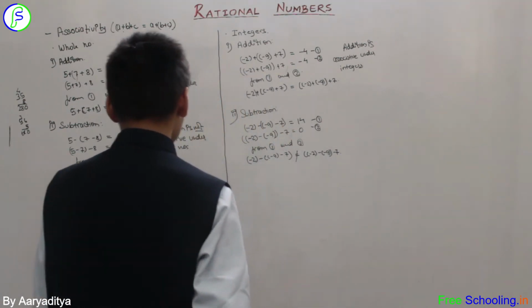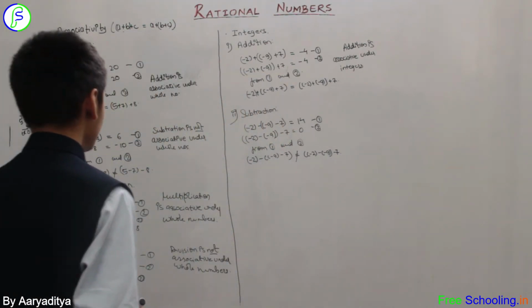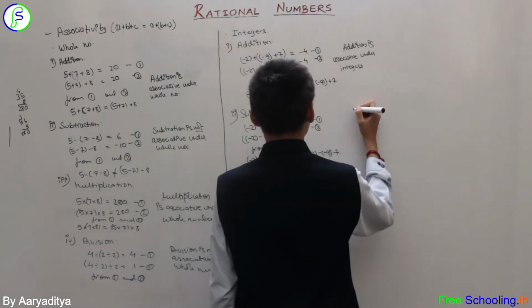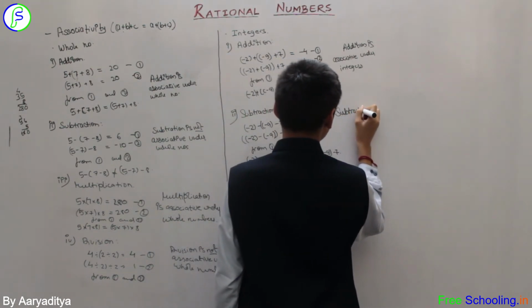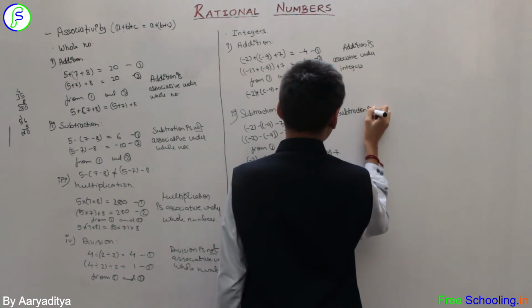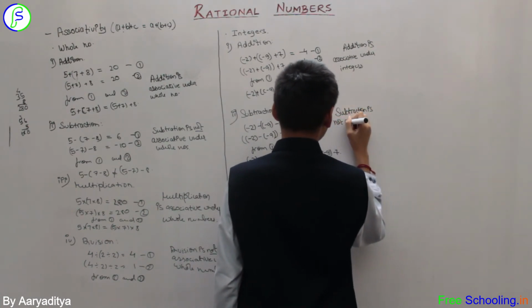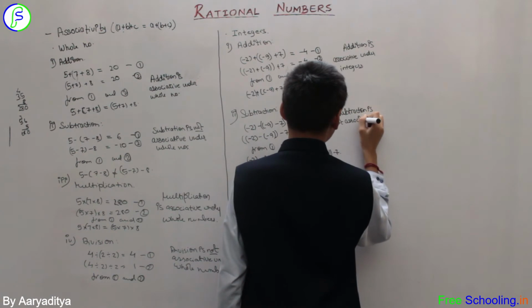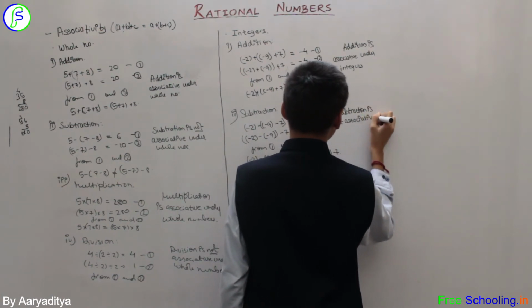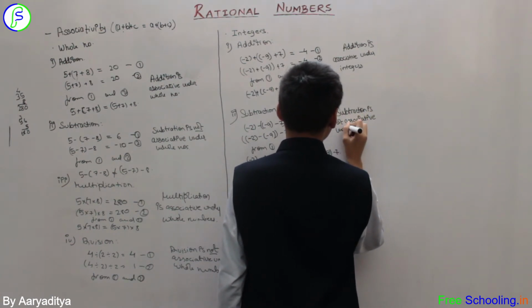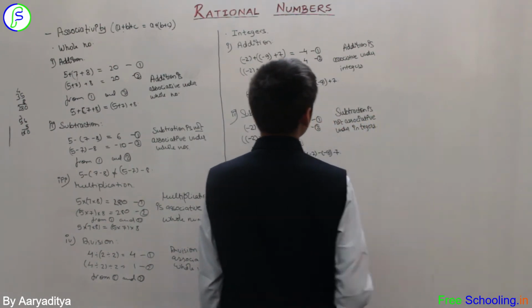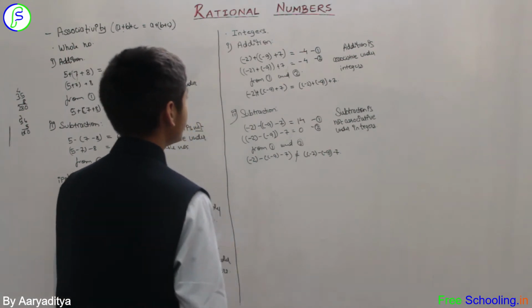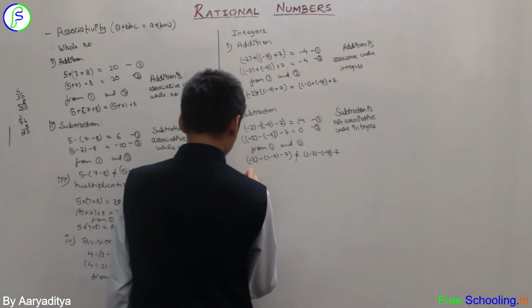Okay, so the statement for this one we will be writing: subtraction is not associative under integers. Now we will be doing the third, that is multiplication.